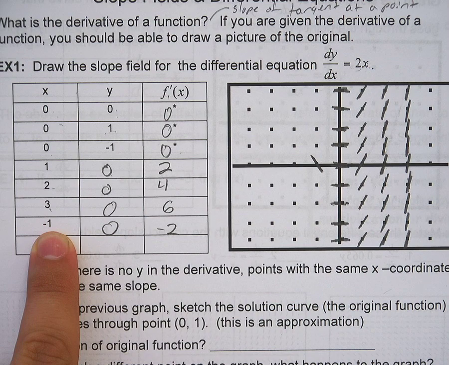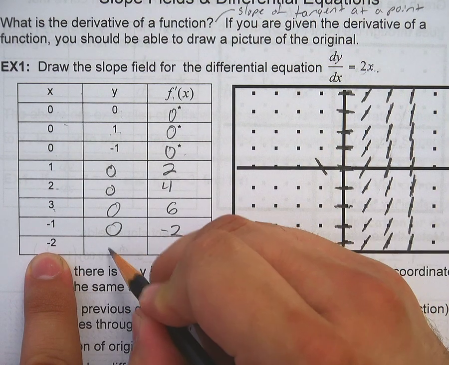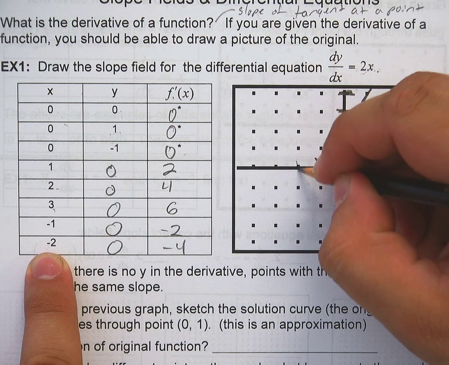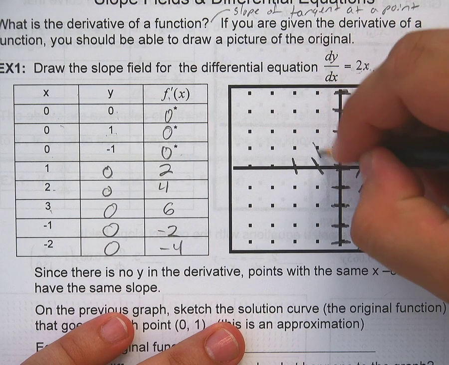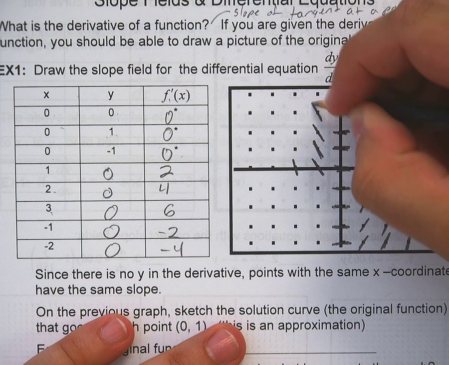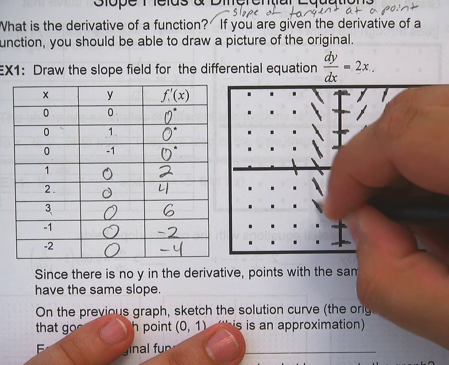So a slope of negative 2. And then go to negative 2. Plug a negative 2 in there, you get a negative 4. So I'm going to use the point negative 2 comma 0 and plot negative 4, a little bit steeper. And I can go back and fill in all of these with the same slope. Up and down, up and down.